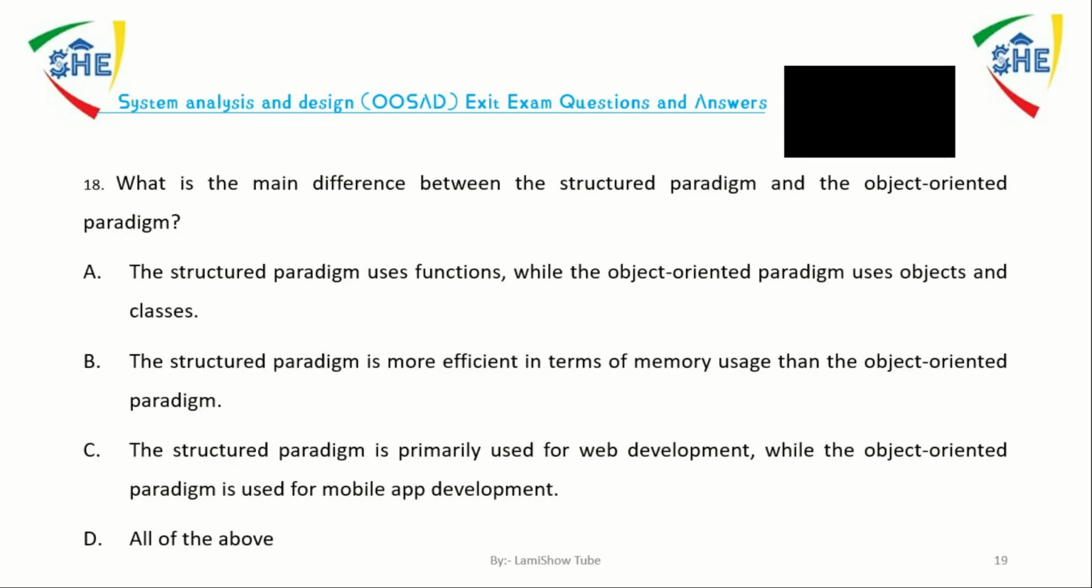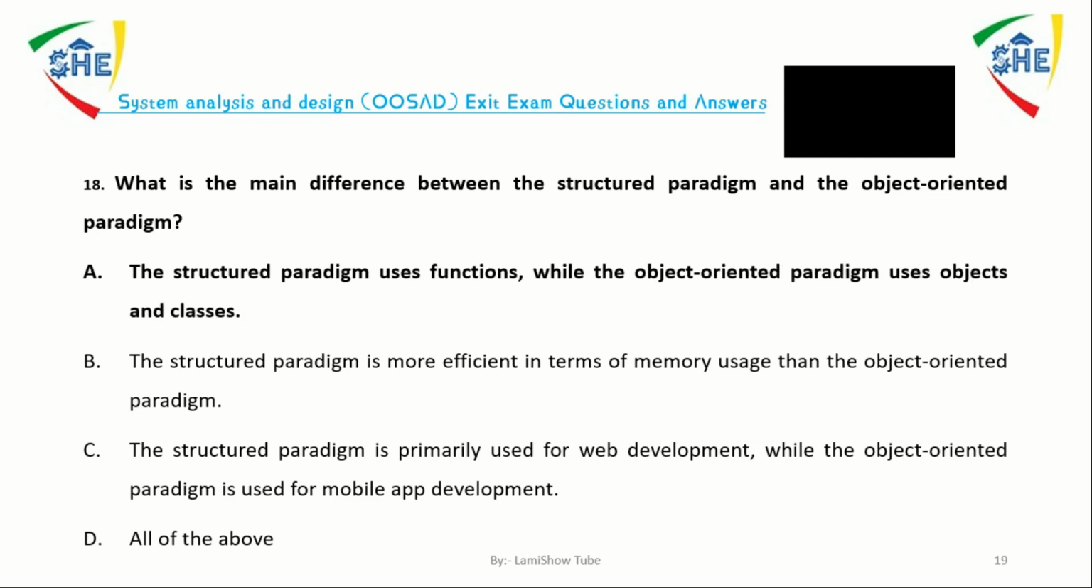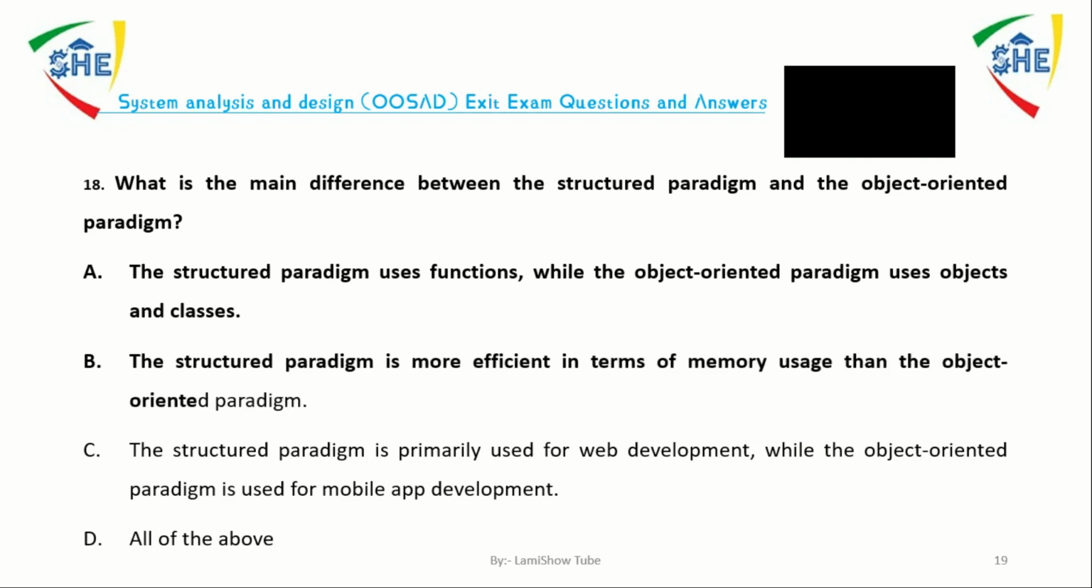Question number 18. What is the main difference between structured paradigm and the object-oriented paradigm? A. The structured paradigm uses functions while object-oriented paradigm uses objects and classes. B. Structured paradigm is more efficient in terms of memory usage than object-oriented paradigm. C. The structured paradigm is primarily used for web development while object-oriented paradigm is used for mobile application development. D. All of the above.